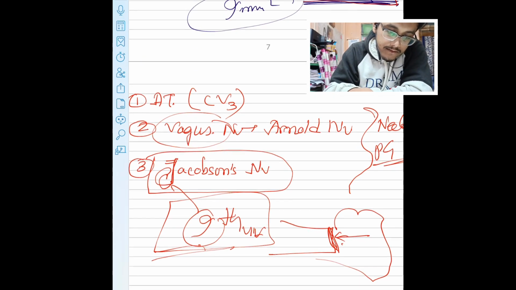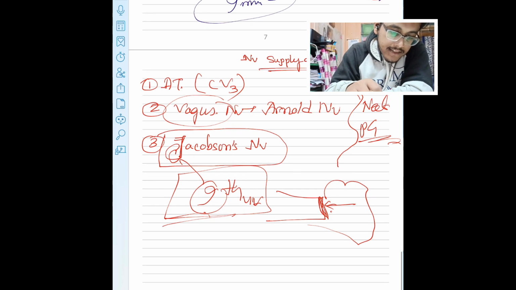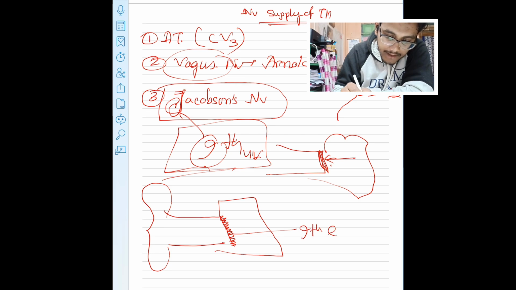Now, the nerve supply of the tympanic membrane. If you can see, this is the EAC, the external canal, then the tympanic membrane, and here the middle ear. The inner portion is supplied by the ninth cranial nerve, that is the glossopharyngeal nerve, through a branch called the Jacobson nerve. Previously we saw the branch of the 10th cranial nerve, which is known as Arnold. Now it is a branch of the 9th cranial nerve, that is the Jacobson nerve.